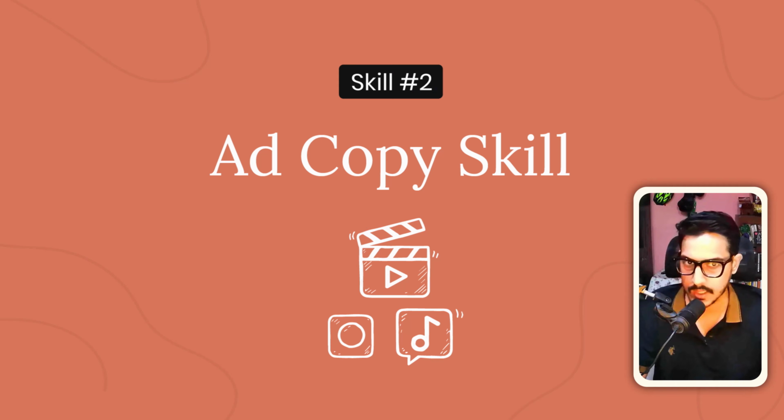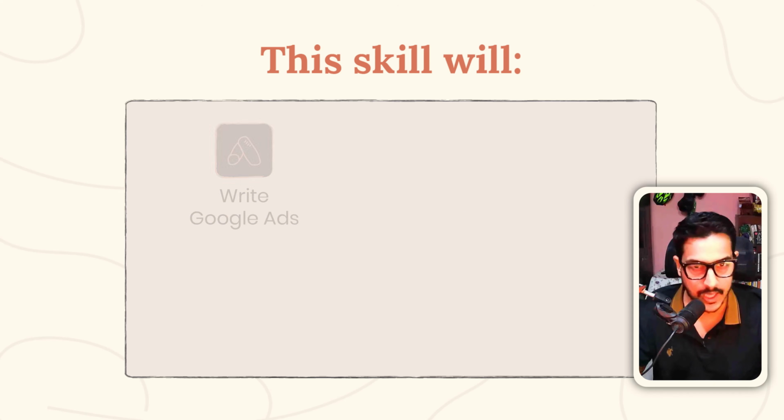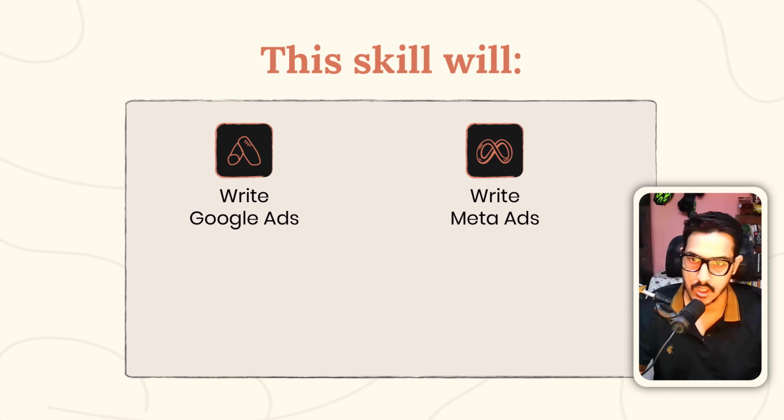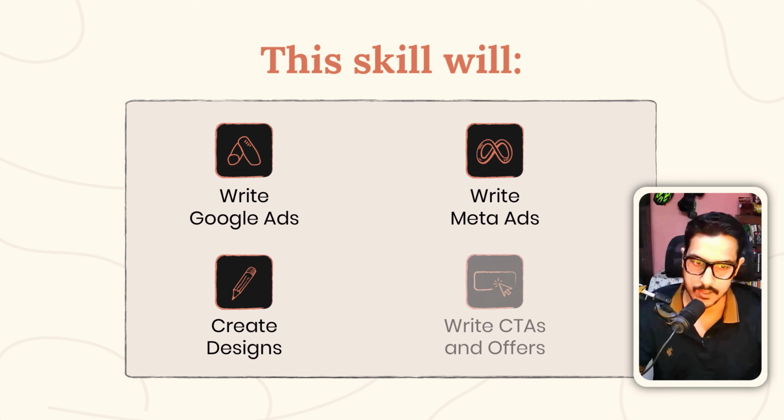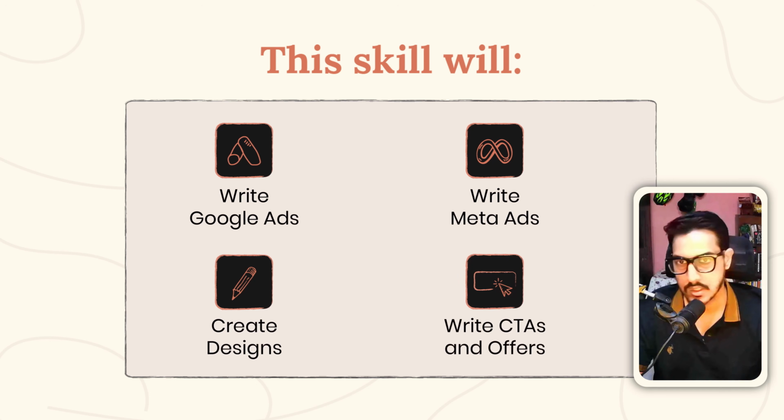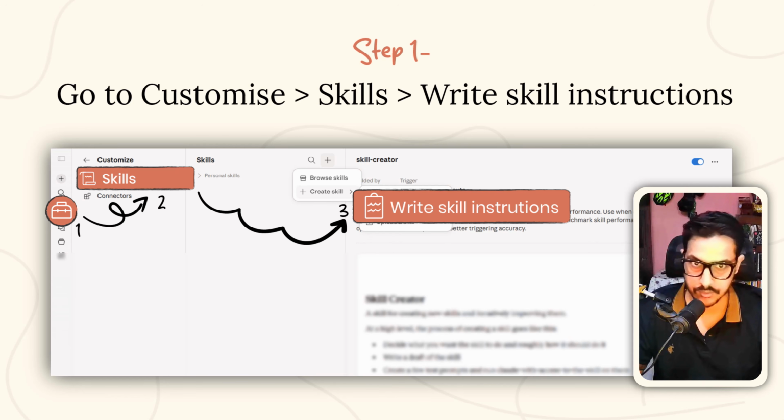Let's come to the next strategy: ad copy skill. Ad writing, Google ads, Facebook ads, all of that. It's going to write Google ads, Facebook ads. It can also create designs if you wanted to. That's a little advanced, which we won't cover in this video, but we can cover it in the next video. So, call to actions. So again, customize skills, write skill instructions.